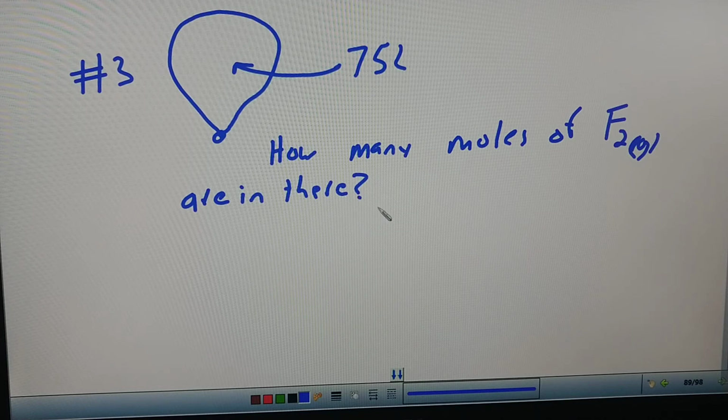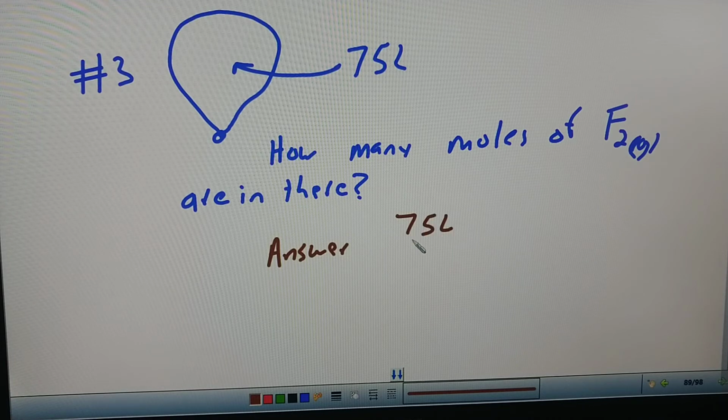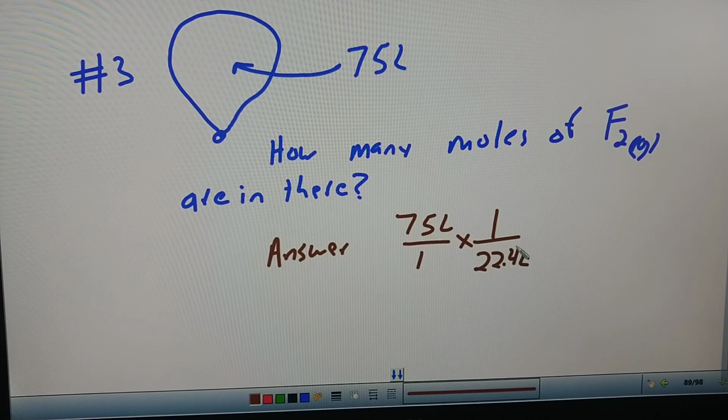Okay. Now, I'm going to let you answer that. Here's the answer. And here's how you get it. 75 liters, that's what you're given, times 1 over the proper number for what you're given. That's how many moles you have. Let's see. 75 divided by 22.4. You have 3.35 moles.